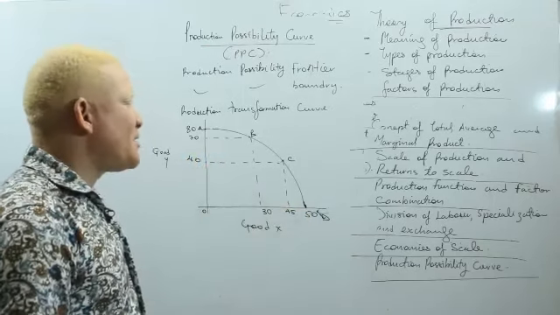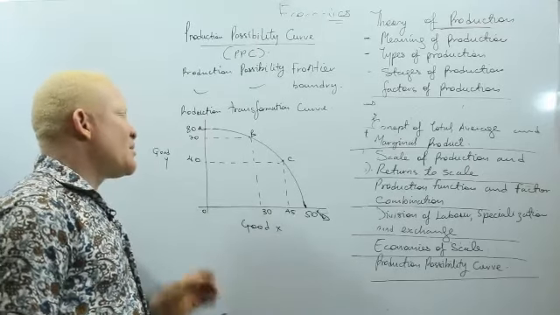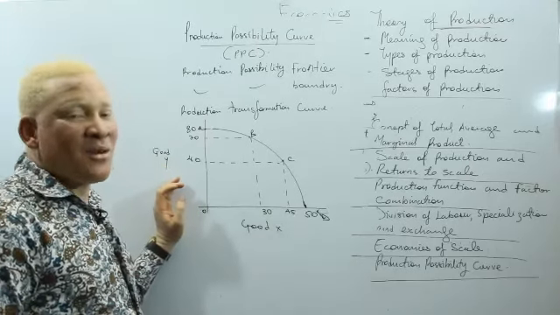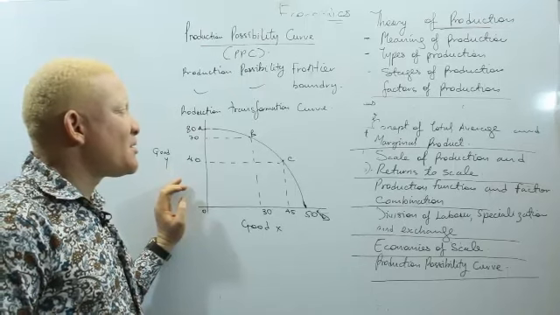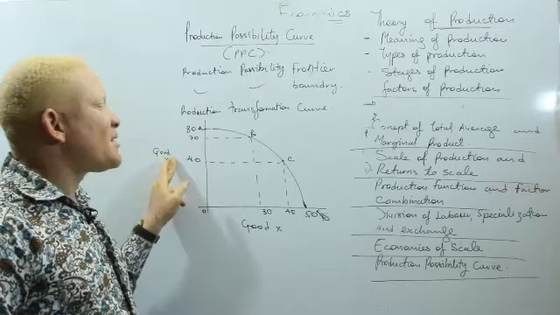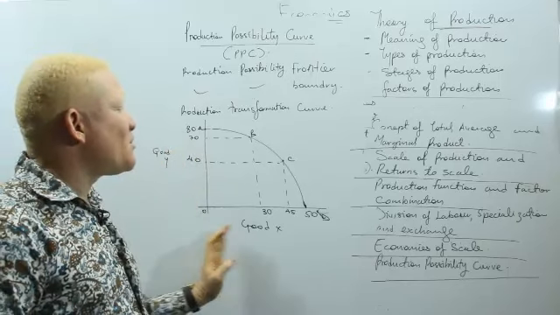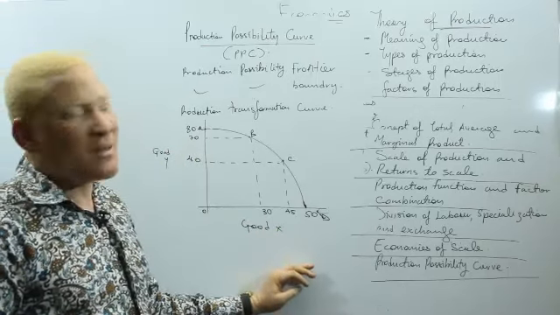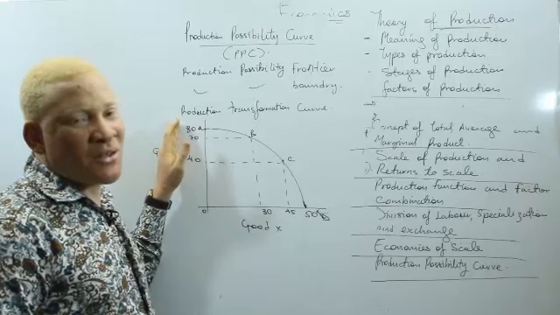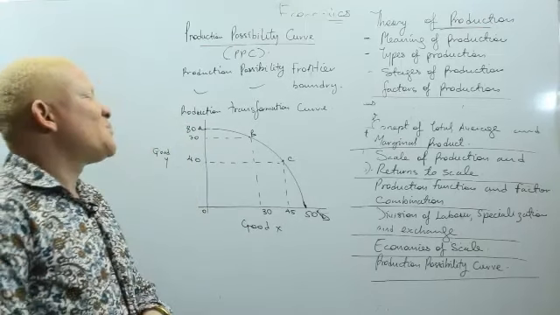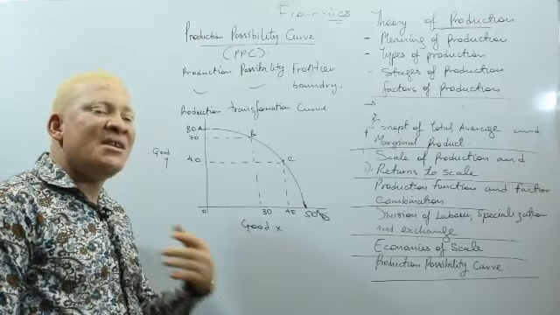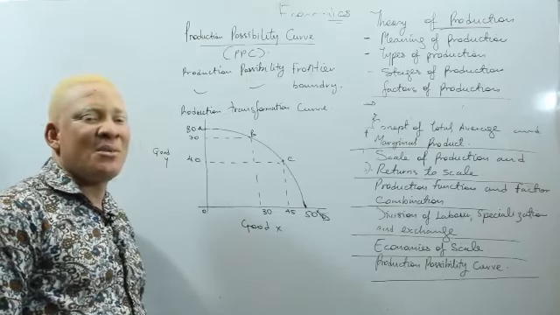Now what we can see is that because there is no room for expansion of resources, not in this case, it means that as you decide to increase the production of one, you must decrease the production of the other. That is the production possibility curve. Now, the production possibility curve relates to the concept of opportunity cost.